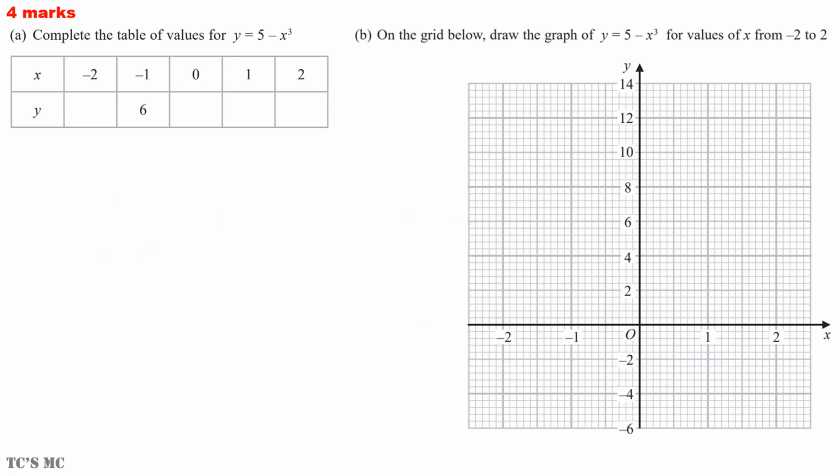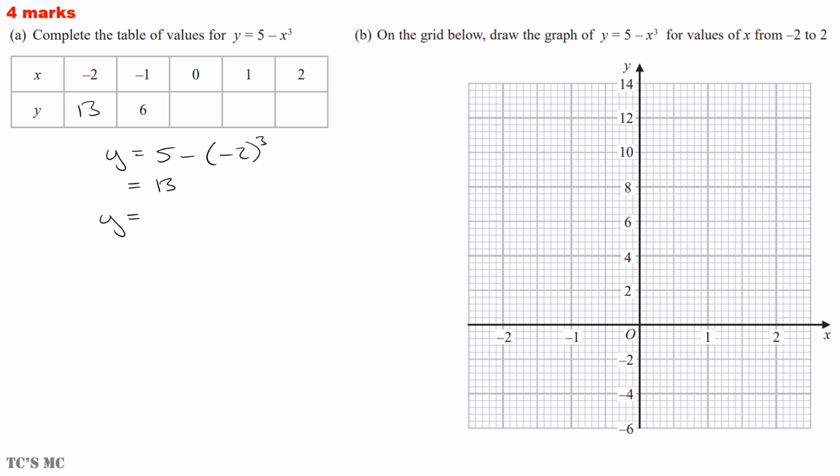Part A, complete the table of values for y equals 5 subtract x cubed. We need to substitute all of these x values given into this equation. So we have y equals 5 subtract, and in brackets -2, cubed. Type it exactly like this into your calculator and you should get 13.